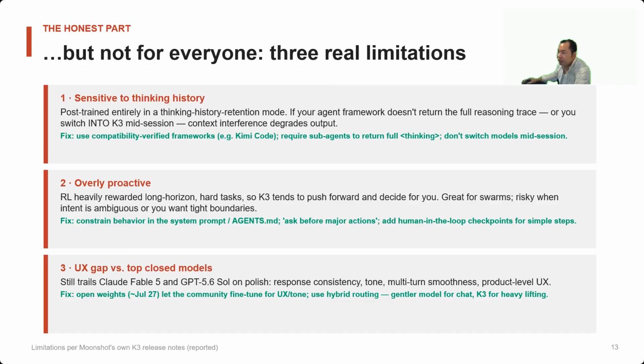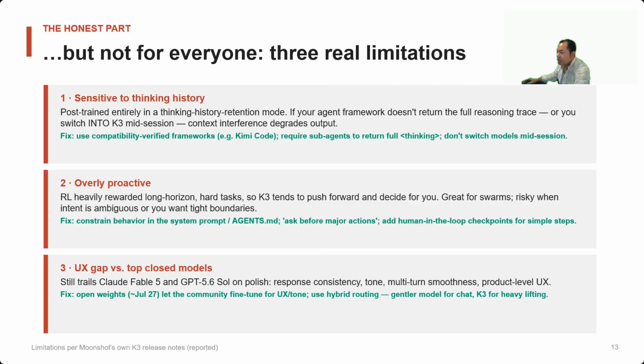Secondly, the second drawback of Kimi K3 is that it is overly proactive. Because reinforcement learning rewarded long-horizon hard tasks, Kimi K3 likes to push forward and make decisions for you. That's an asset in a swarm, but a liability when the user intent is ambiguous or you want a cautious, bounded assistant. The fix is explicit.